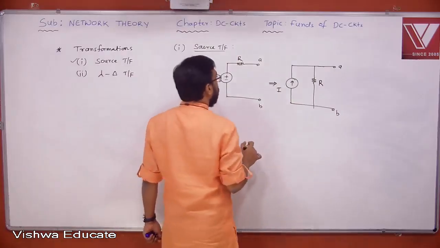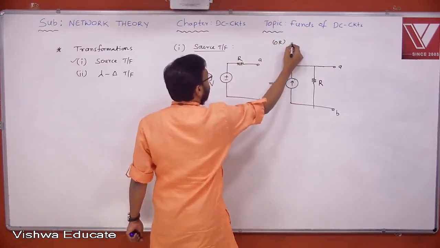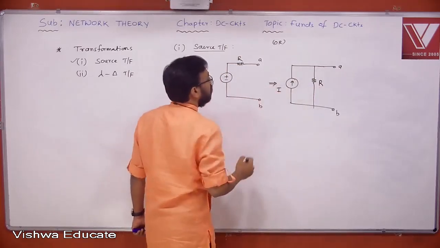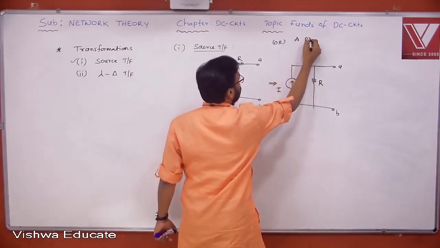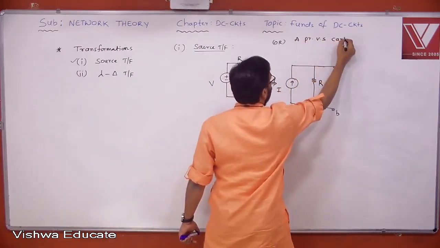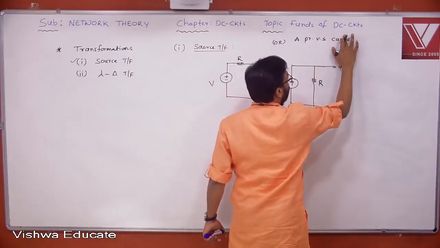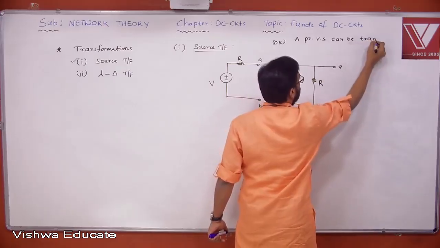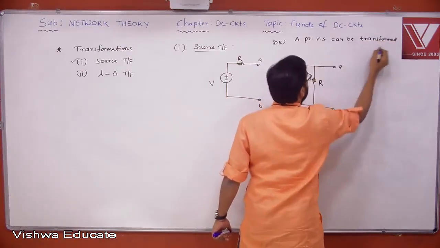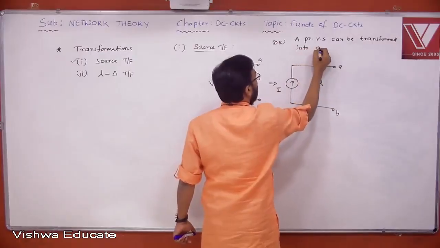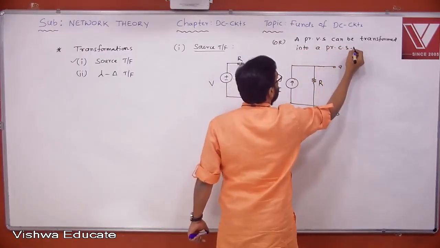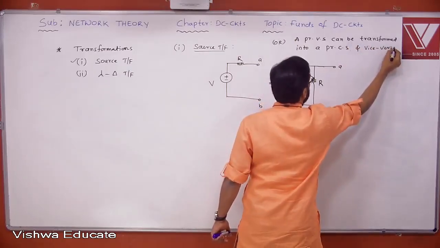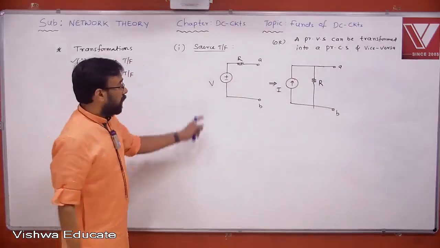Write down, or you can put "or" and write down: a practical voltage source can be transformed into a practical current source, and vice versa. Yes or no? So please note down this.